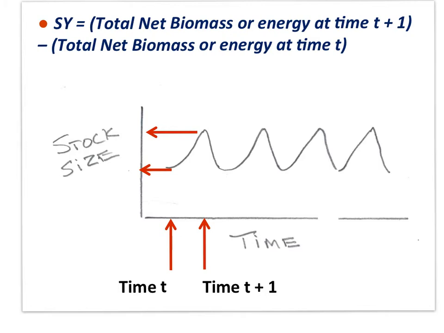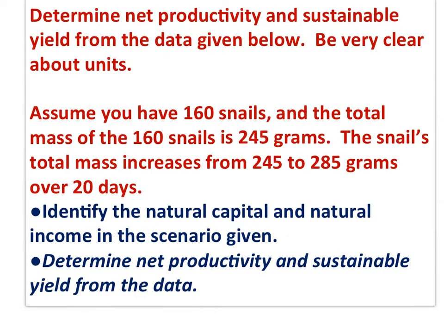So here's a diagram to display how sustainable yield can be calculated. It's the mass at time t plus 1 minus the mass at time t. This difference between the mass at time t and the mass at time t plus 1, this is sustainable yield. Let's practice sustainable yield with a different question.